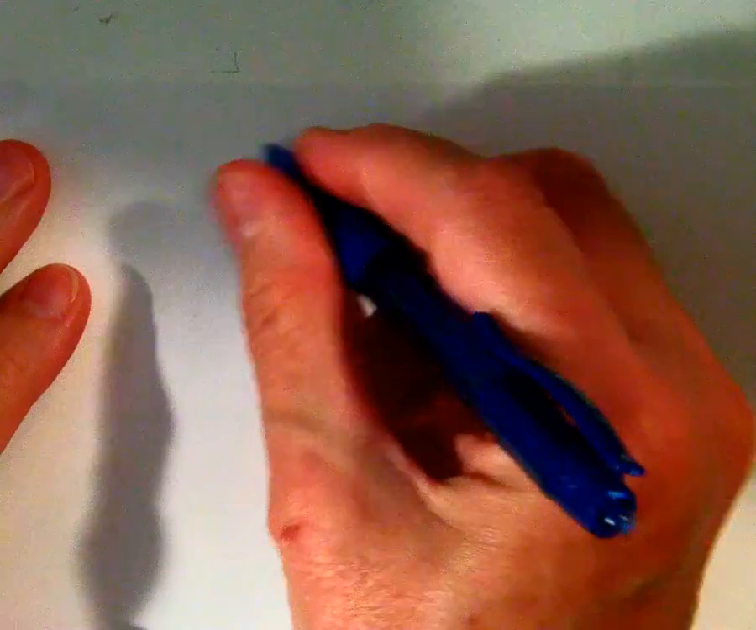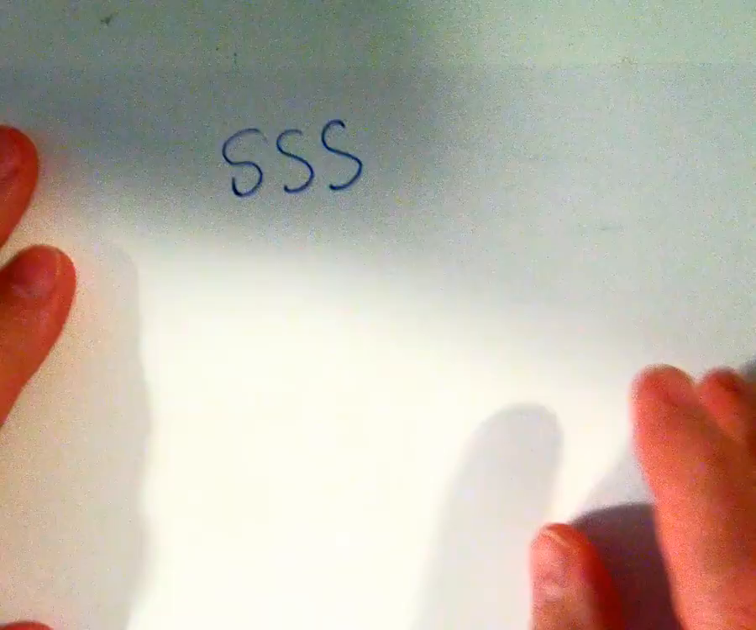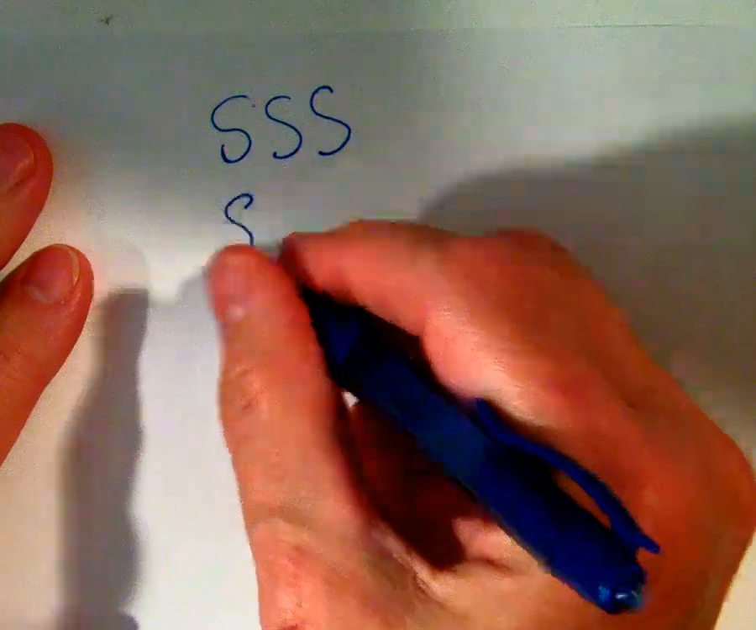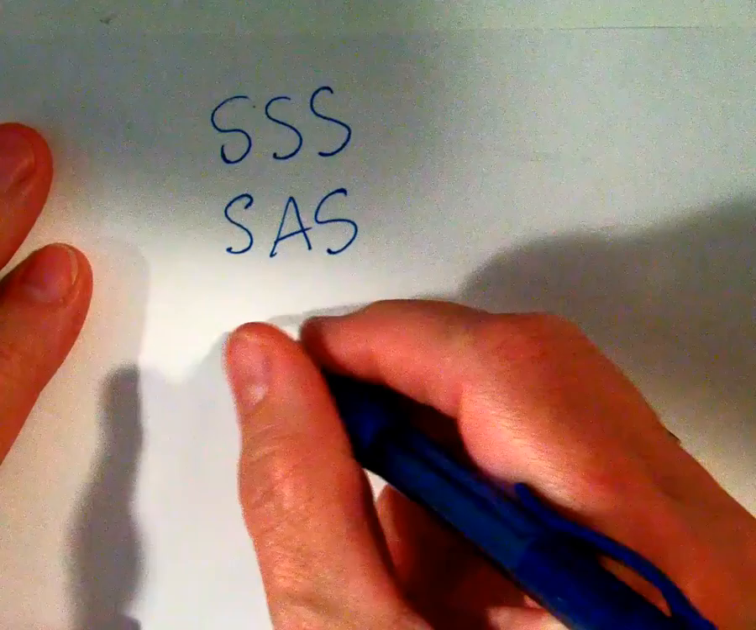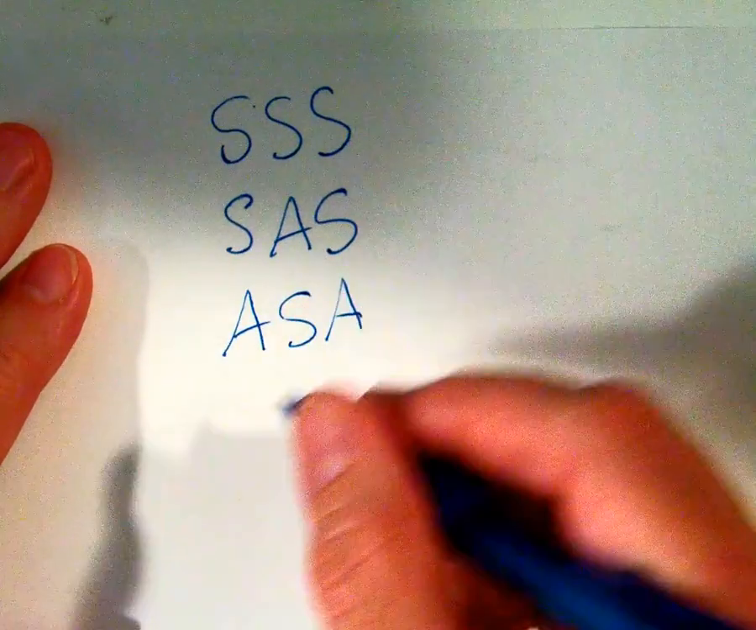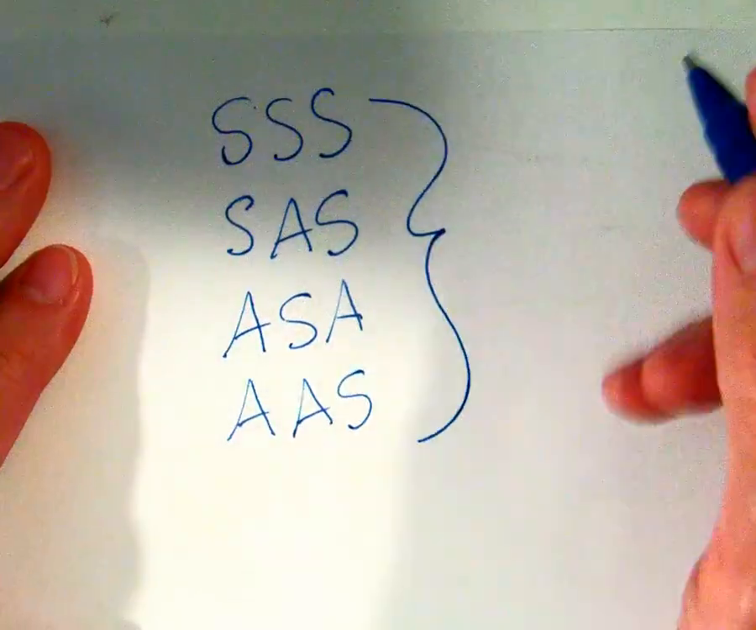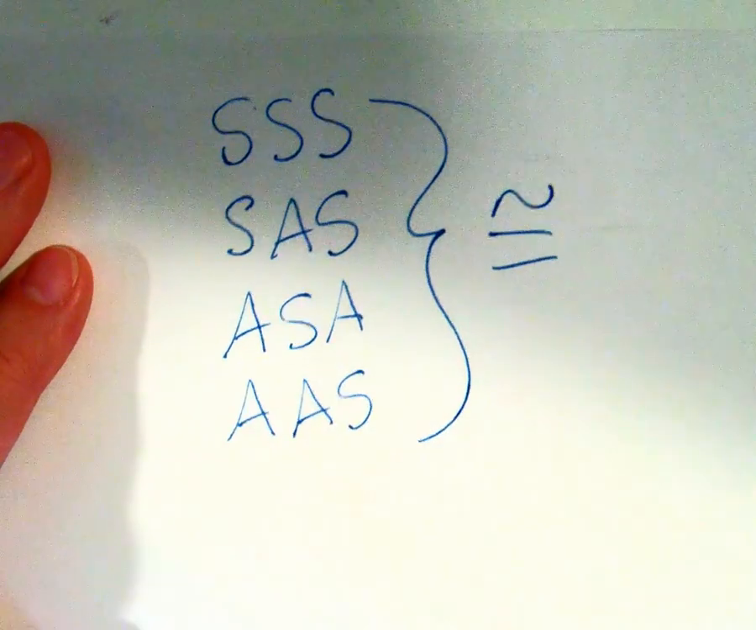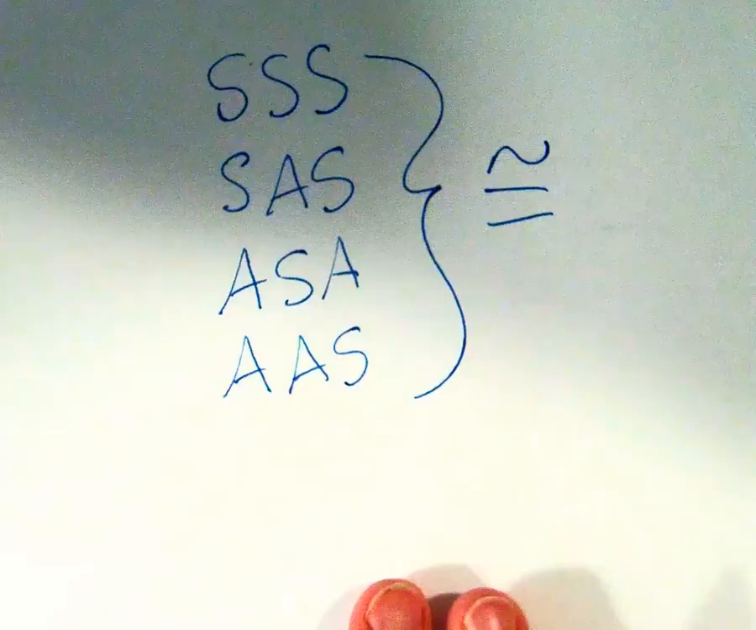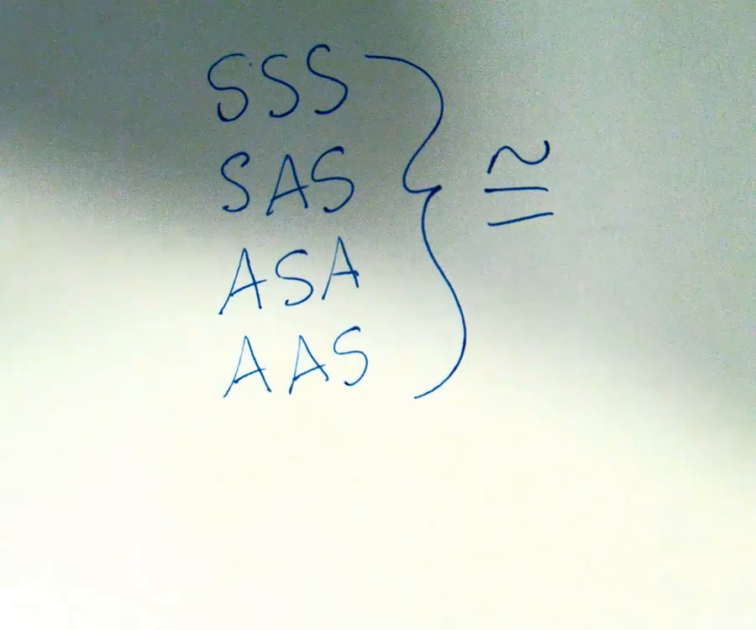And sometimes they start spinning, and let's just talk about what we've had for our S's and for our A's. We started out with side, side, side last class period, and that worked good. Then today we did side, angle, side, angle, side, angle, and angle, angle, side. All of these show that triangles are congruent. Well, gosh, it just looks like we're making all kinds of combinations of S's and A's.